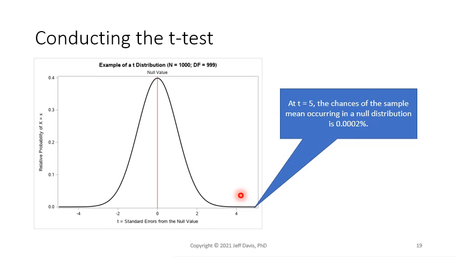But after it gets way, way far out there, like we see here, 31,000 standard errors out from the mean, we can kind of treat it as zero. We can say there's probably a 0% chance. Technically it's not zero, but it gets so close to zero that we can safely treat that as zero.